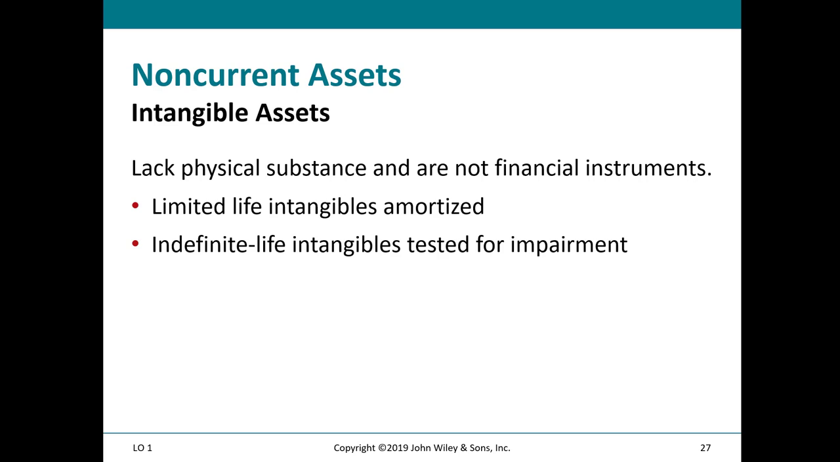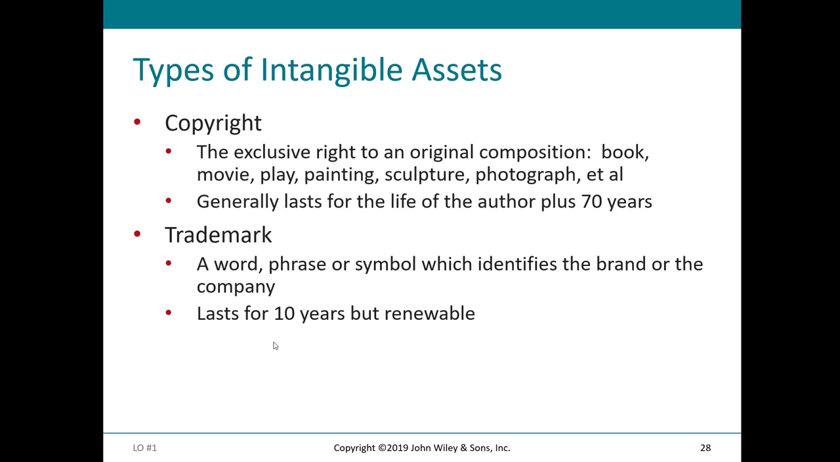The next section on the balance sheet after property, plant, and equipment is intangible assets. Intangible assets lack physical substance and are also at the same time not financial instruments. There are some intangibles that are of limited life and they are amortized. Indefinite life intangibles are tested for impairment but are not amortized. The key indefinite life intangible is goodwill.